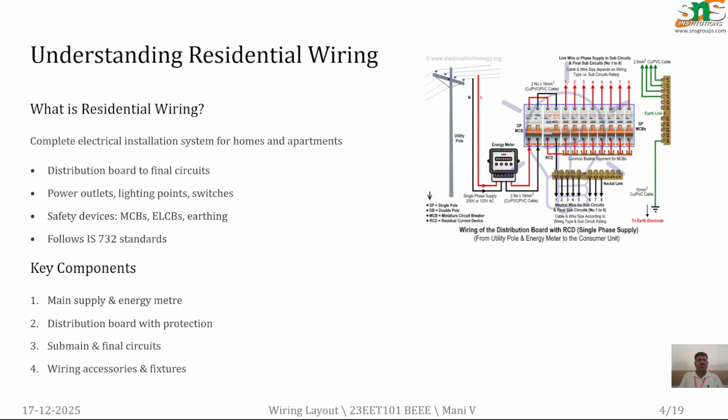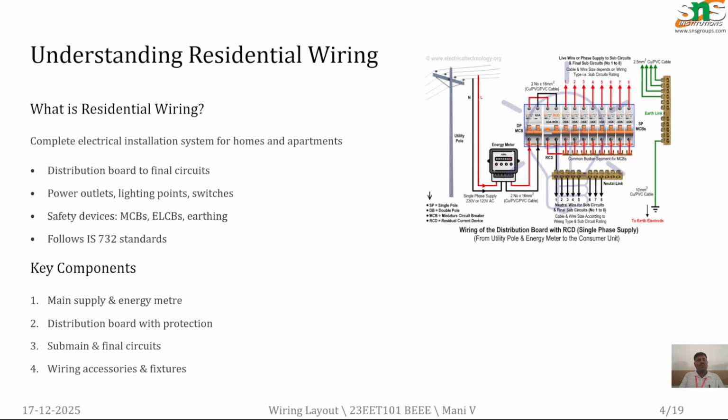First of all, we have to understand what a residential wiring is. Here, the power supply from the utility pole is distributed to all the final circuits like power outlets, lighting points, switches, and loads like mixie, fan, grinder, and all utilities. This is done with the help of a distribution board.